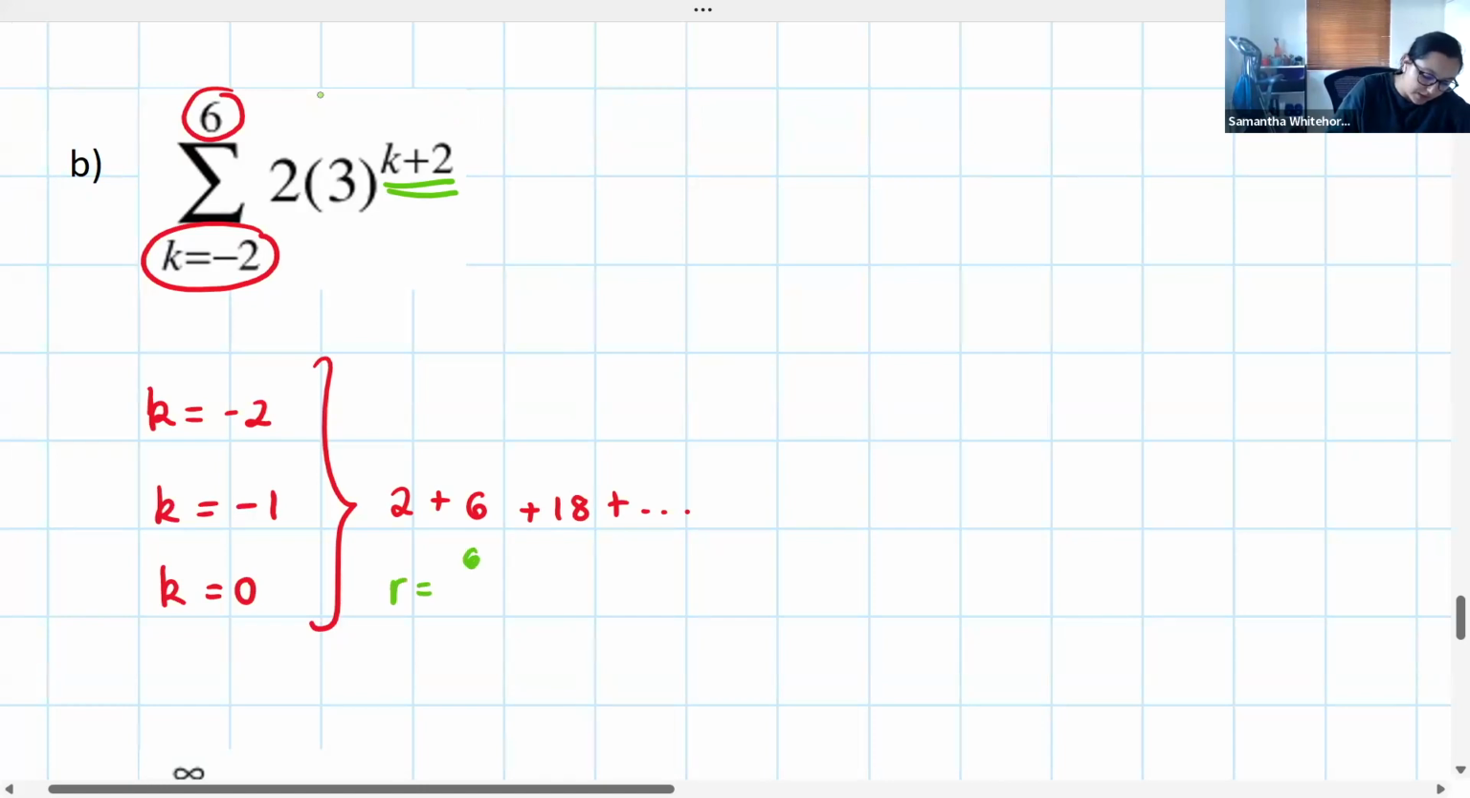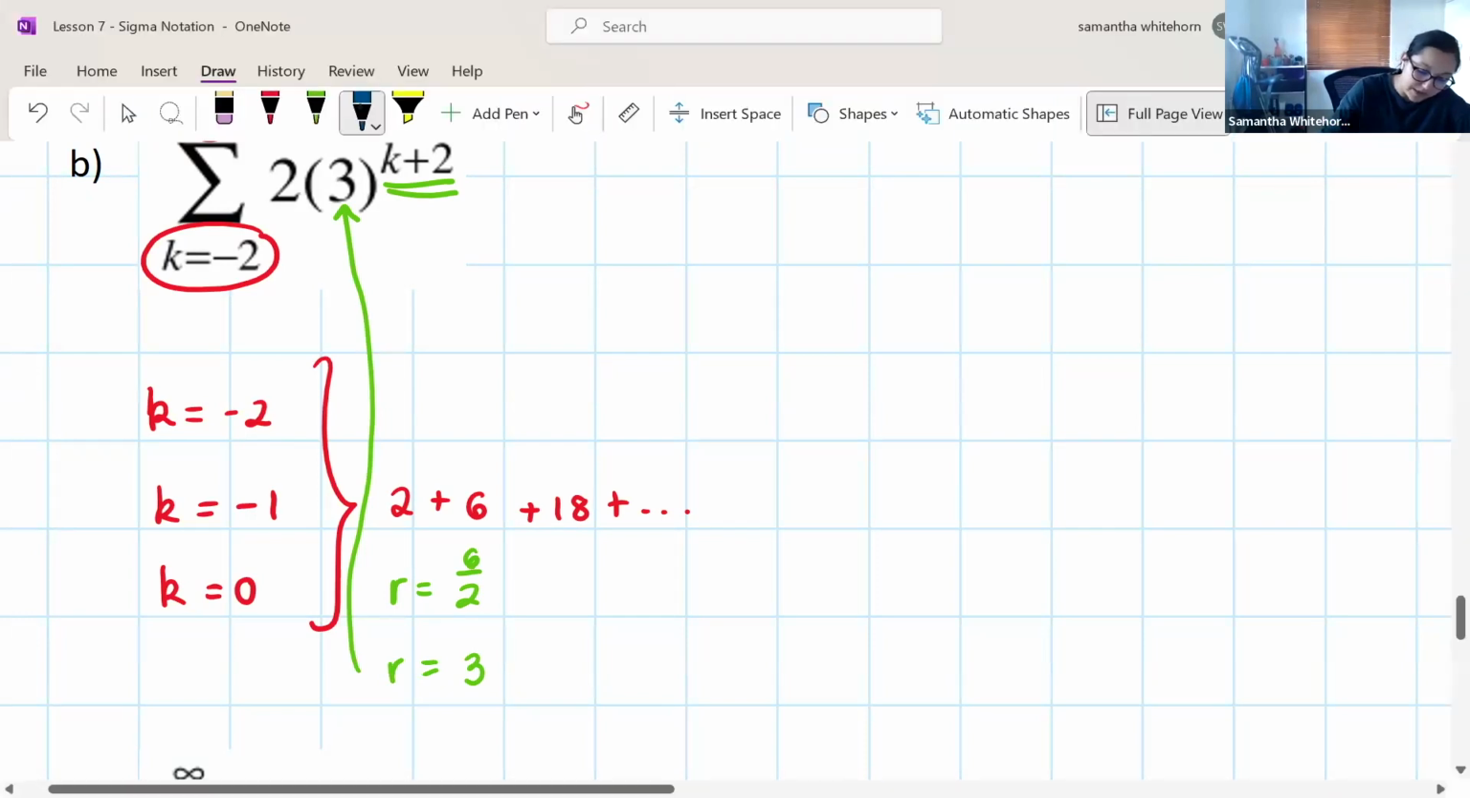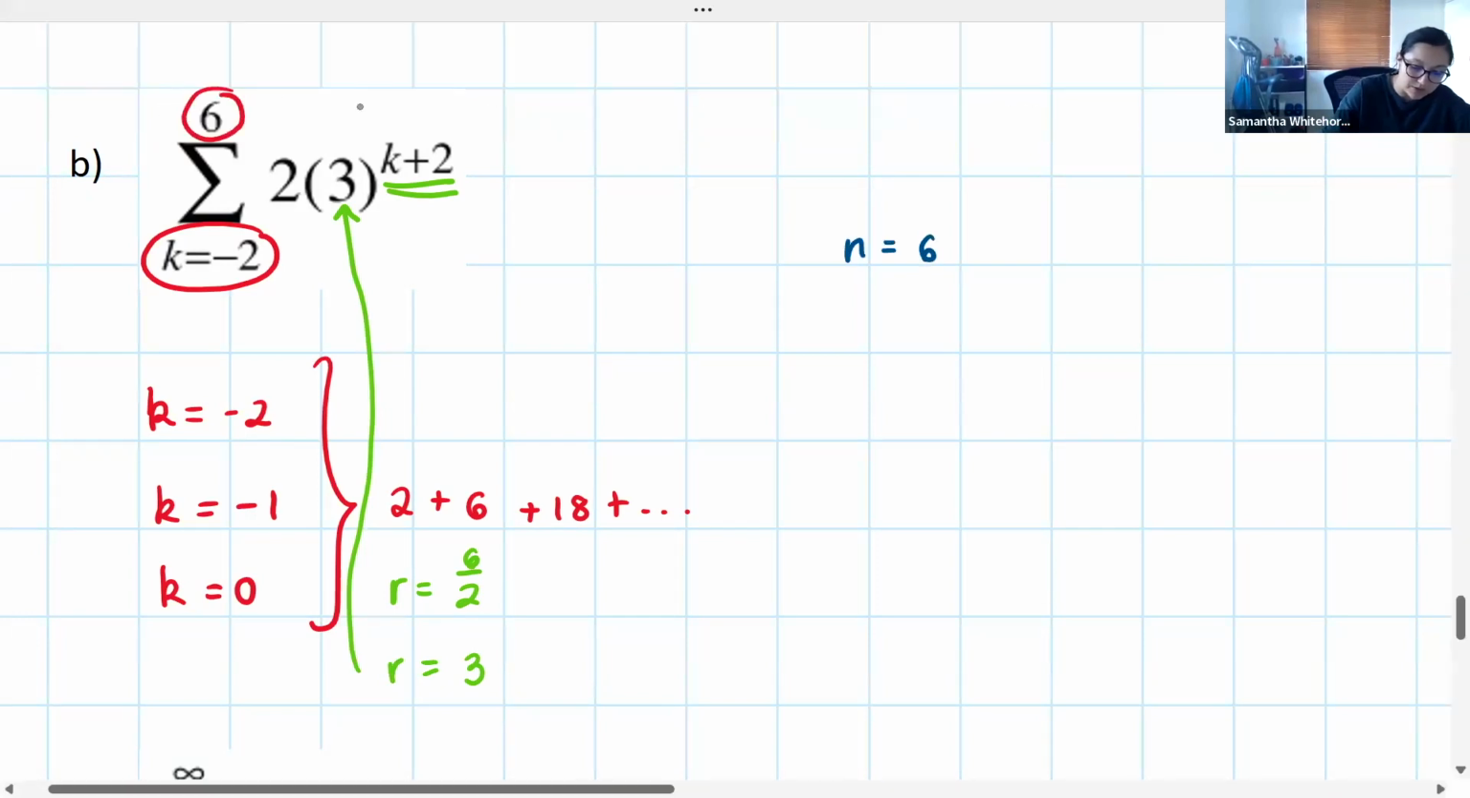So R would be equal to term 2 divided by term 1, so 6 divided by 2, which gives us an R value of 3. That does match with what we've been given, so we're not too stressed there. We do not need to figure out how many terms we are actually adding. Remember, n is equal to the top number, so 6, minus the bottom number, so -2, plus 1.